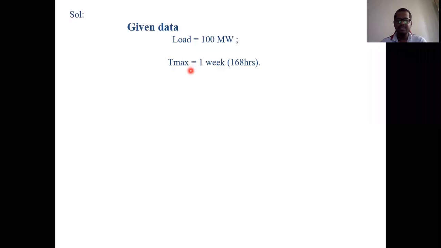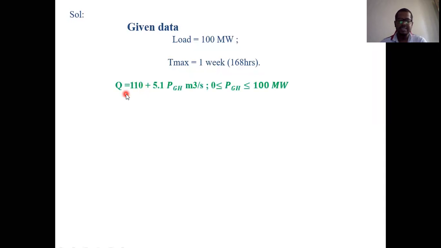So first write the given data. What is the given data here? The first one is load. What is the value of load here? Load is equal to 100 megawatts. That is the first given data. The second one is time period. What is the total time period we are considering here? 1 week of time. If you convert this 1 week into hours, we get 168 hours.